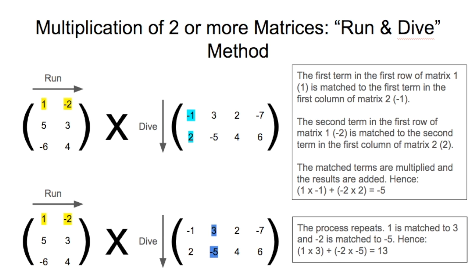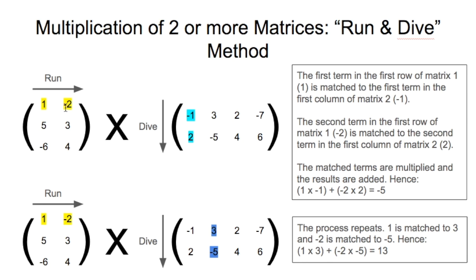When we multiply using the run and dive method, basically it has two elements to this. Firstly, there's the run aspect, which is the left to right arrow as stated here, and there is the up down dive as stated inside the title of this method. And so basically what this method depicts is almost the same as the dot product method, and basically what it's matching is the first term in the first row of matrix 1, which is the one here, and it's being matched to the first term in the first column of matrix 2, which is -1.